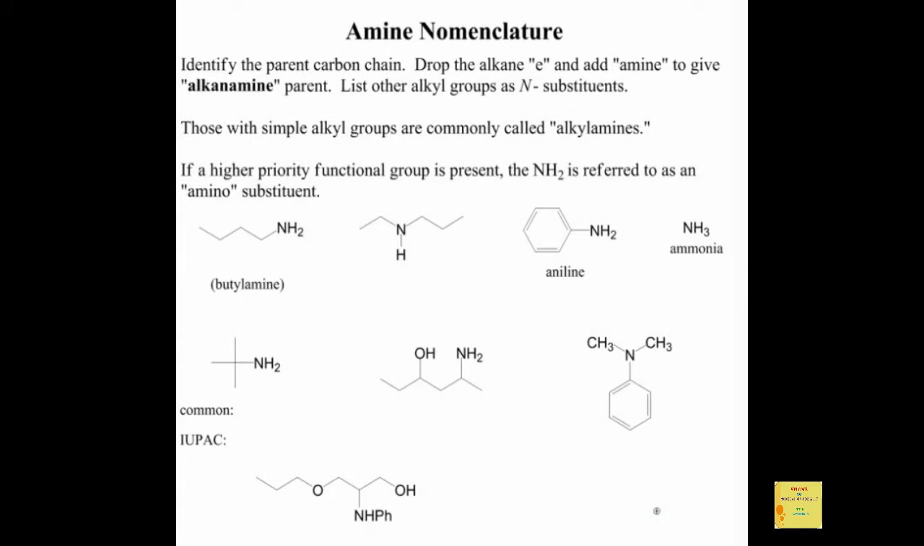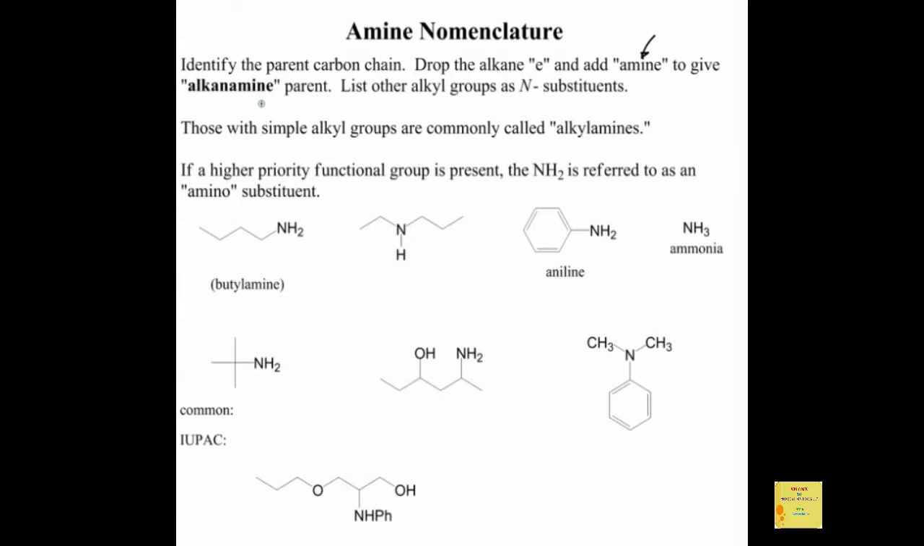If we have a nitrogen-containing compound, we call those amines. And as usual, we're going to find our parent chain that contains the nitrogen. We're going to drop the E at the end of the name. We're going to add a new suffix. We're going to add the word amine as our suffix. So it's going to be named as an alkanamine: ethanamine, propanamine, butanamine, and so on. Okay? Now, it's possible for a nitrogen to have more than one alkyl group. So one of those alkyl groups is going to be the parent.